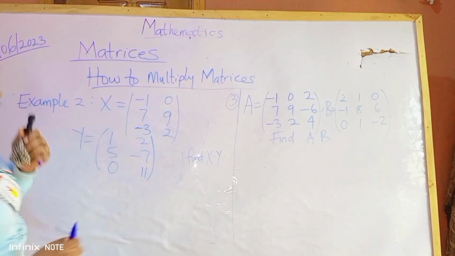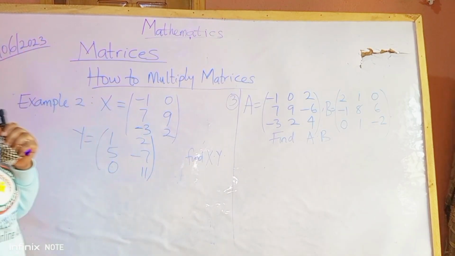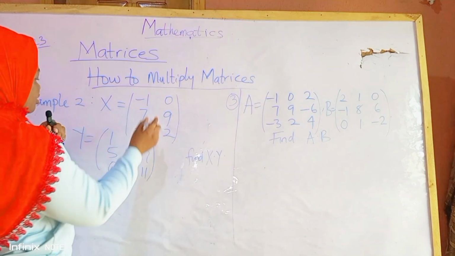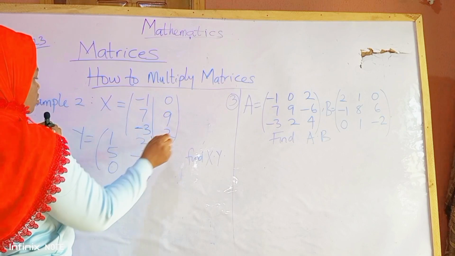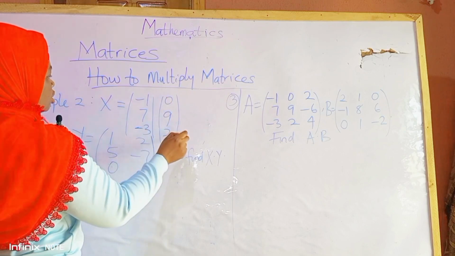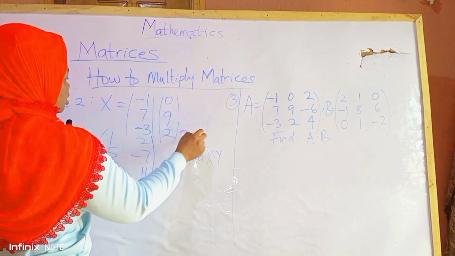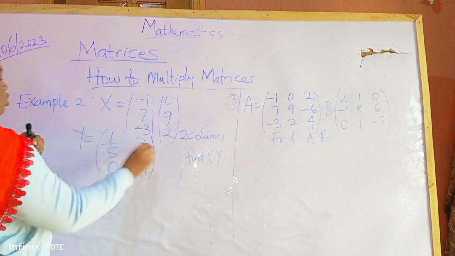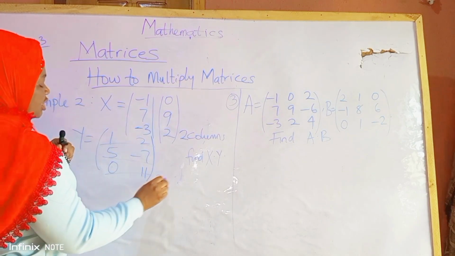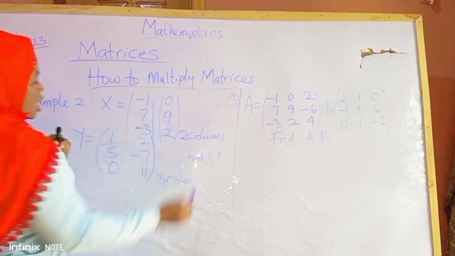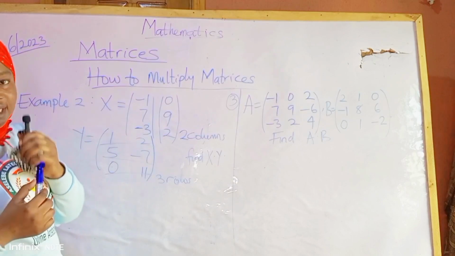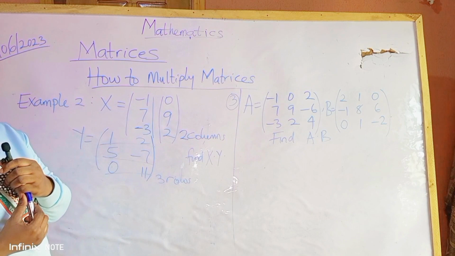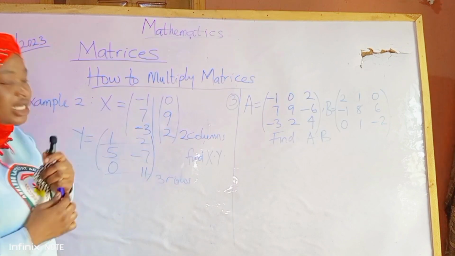So they ask us to find their multiplication. So the first thing is that let's check what is the number of columns of the first matrix. This is 1, 2. So this one has 2 columns. So what's the row of this one? 1, 2, 3. It has 3 rows. So can you answer that? Can they be multiplied together? Yes or no? No. They cannot be multiplied together.